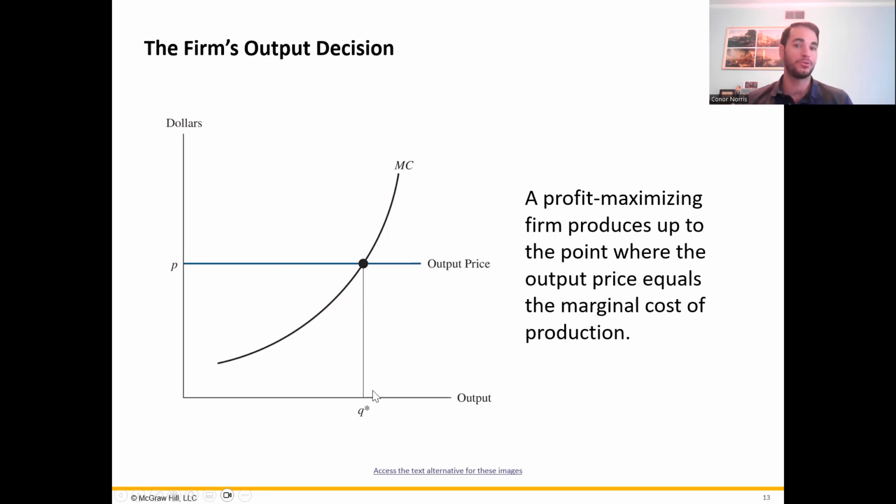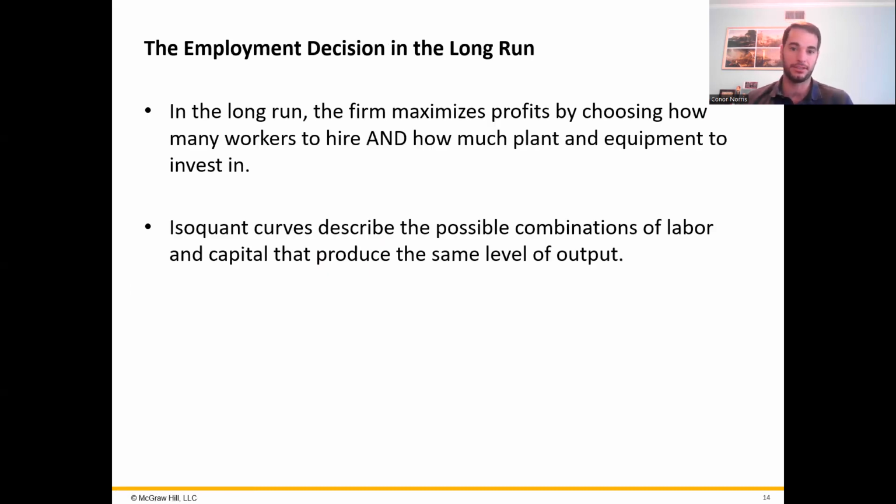If a firm tried to increase their production above Q star, so if they try to be over here, look here, the output price is below their marginal cost. So they would end up losing money from their increased production. So they're not going to want to produce out there. Or if they do produce out there, they're not going to want to do that for very long once they realize that they're losing money.